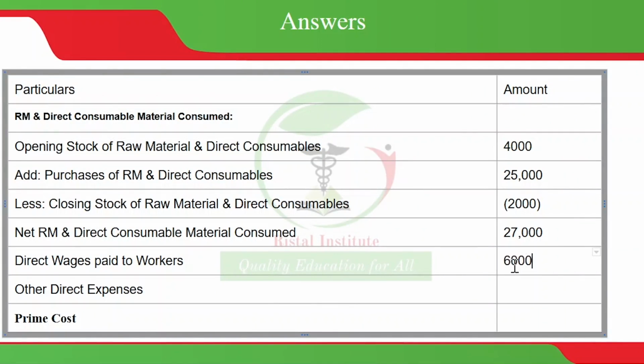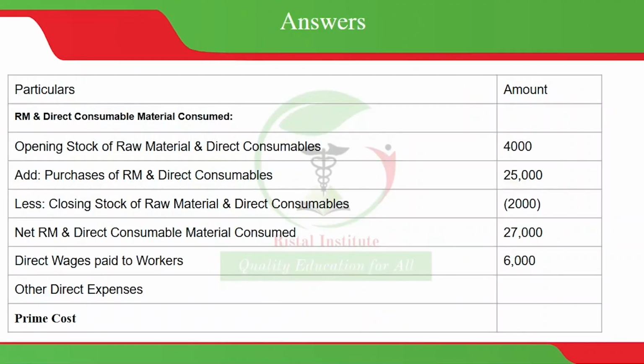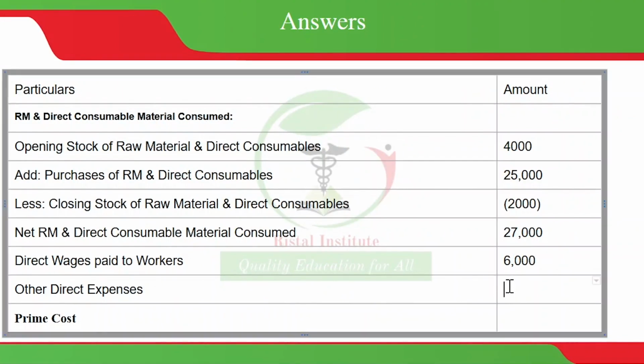You add 6,000. Remember, they said that we also add the direct expenses. So we come here and look, do we have any direct expenses? They're saying other direct expenses, which was 2,000. So you add the direct expenses, which is 2,000.